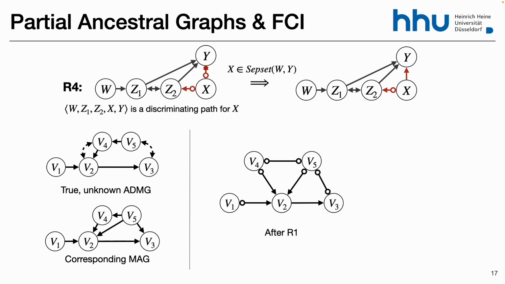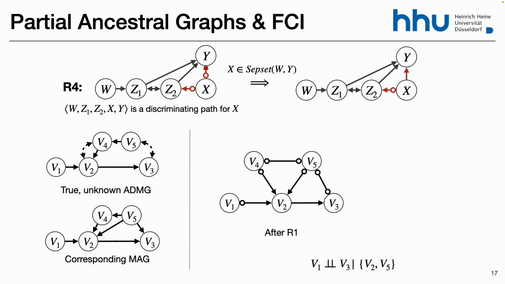Basically, if there is a discriminating path and the variable is part of the separating set, then we're going to orient X pointing to Y there, because it's definitely a non-collider. And to know if we apply it or not, we are going to use this conditional independence. I'm giving you even the pair that has a discriminating path between them.